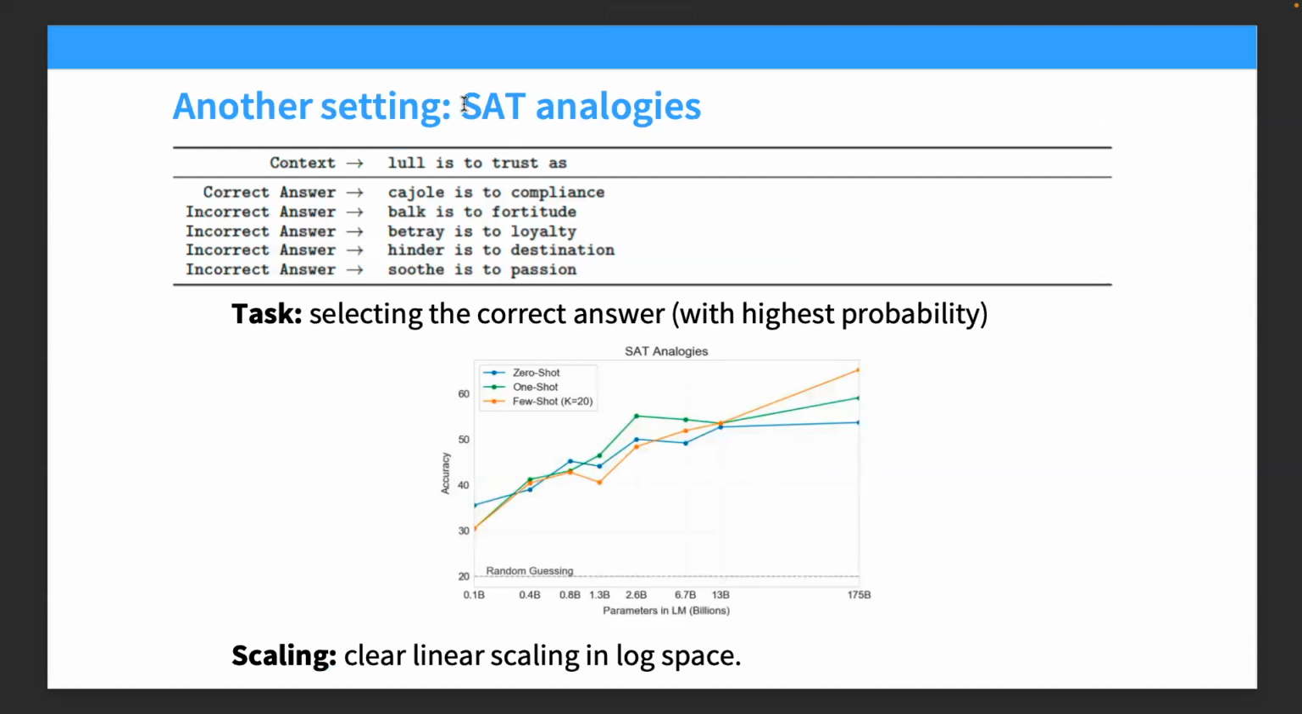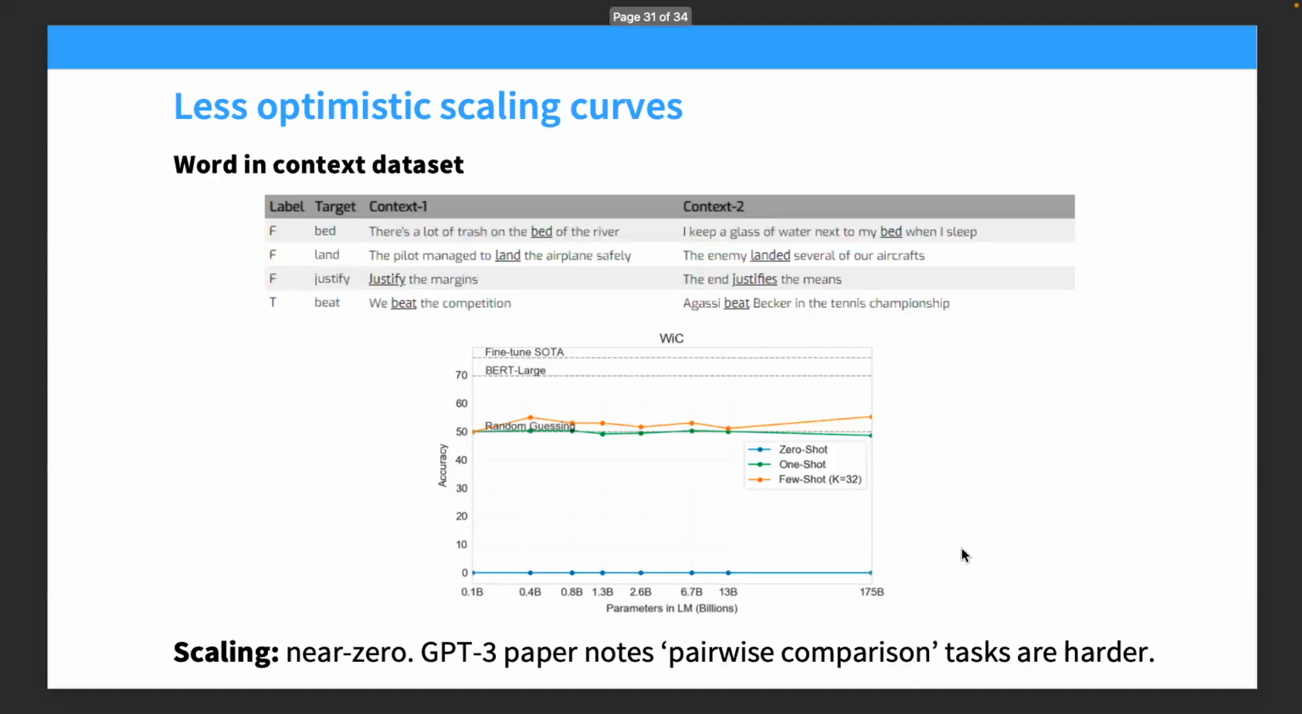And also, for example, for the SAT analogies test, it's a multiple-choice problem, and you want to pick the correct answer from the choices you have. The same here, you can do the extrapolation. It holds a log-linear relationship between the model size and accuracy, and then you can extrapolate to see when it will get to human-level performance over there.